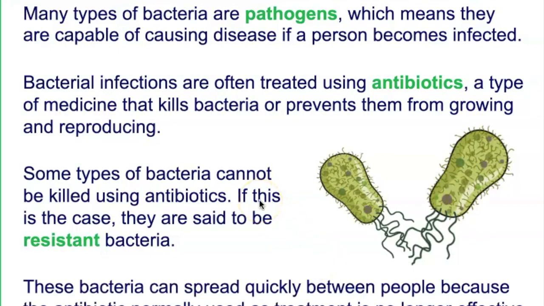These bacteria can spread quickly between people because the antibiotic normally used to treat them is no longer effective. Infections caused by antibiotic-resistant bacteria are very difficult to treat, especially in patients with weakened immune systems. This is because the range of drugs that can kill the bacteria is so limited. Resistant strains may spread quickly through the population if there is no effective treatment.